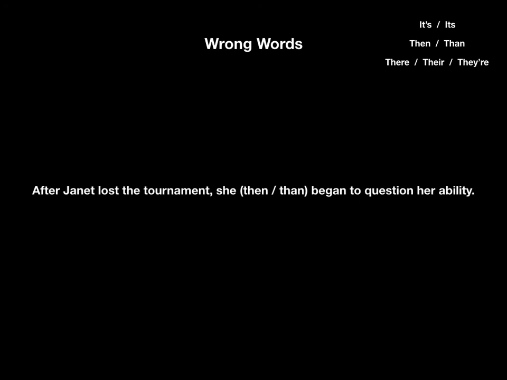After Janet lost the tournament, she then began to question her ability. Which form of this word will we use within this sentence? Remember that then with an E-N signifies time, while than with an A-N signifies a comparison. Since she is beginning to consider after the tournament, we want the form that denotes time, which would be E-N. After Janet lost the tournament, she then began to question her ability.